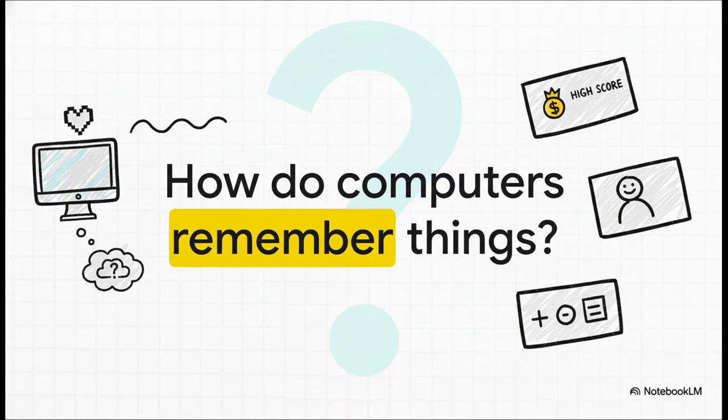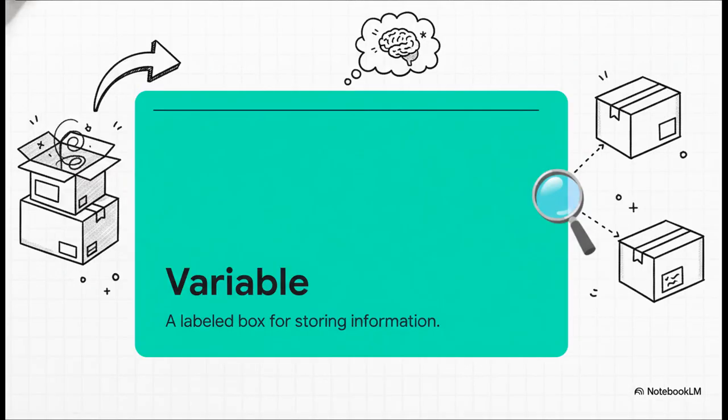I mean, think about it for a sec. When you're playing a game, how does it remember your high score? Or when you're on an app, how does it know your username? There's got to be a way for us to tell the computer, hey, hold on to this piece of information for me. So how do we actually do that? Well, the answer is something called a variable.